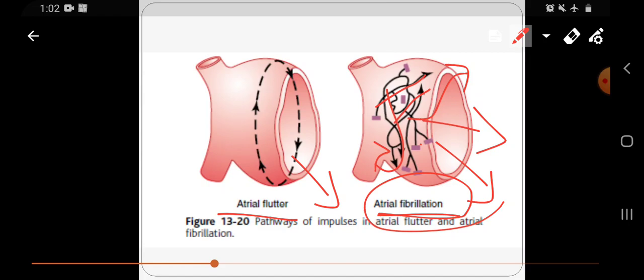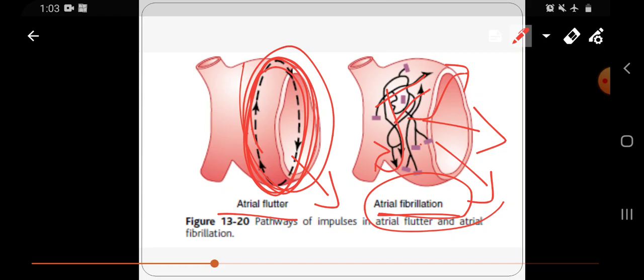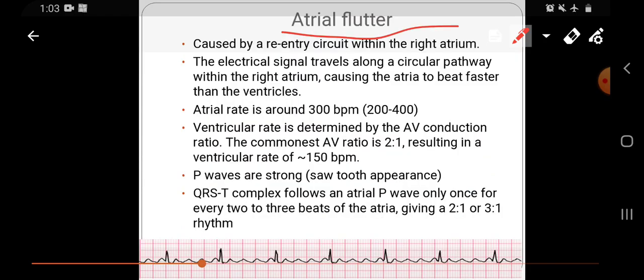In atrial flutter it is the same signal. It goes over and over in the atria in a circular way, exciting the atria continuously. So we have one signal but it doesn't die out. It continues to excite the atria over and over again, whereas in fibrillation we have multiple signals going in numerous directions, numerous times. What happens in atrial flutter is that because the atria are continuously being stimulated, the atrial rate is going to be very high, around 300 beats per minute. The atria are going to contract at a rate of 300 beats per minute.